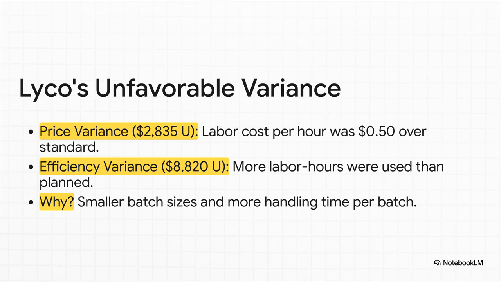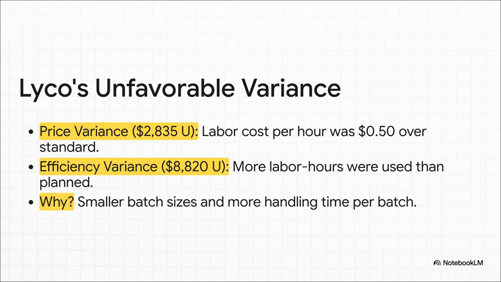Lyco had a total unfavorable variance over $11,000. Why? Well, first, the price variance. They paid their workers 50 cents more per hour than they planned. Okay, that's pretty straightforward. But look at the real problem, that huge efficiency variance. They used way more hours than they budgeted. And when they dug in, they found two reasons.